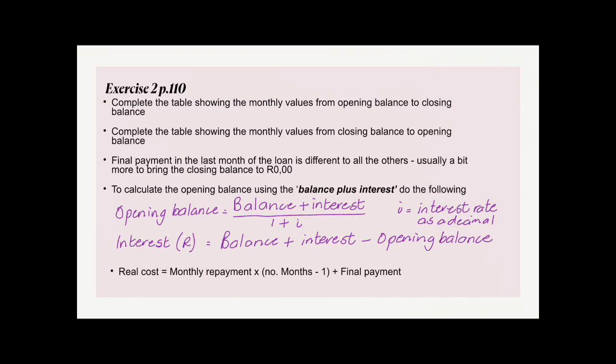The real cost, we saw that we had to revisit the real cost of the loan: the monthly repayment times the number of months. So, for example, in our Cosmo City home, it was 300 months, so we took the monthly repayment of 3,270, multiplied it by 299 months, and then we added the final payment, which was just over 4,000 Rand, to bring the balance to 0.